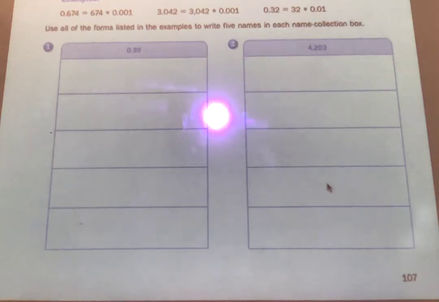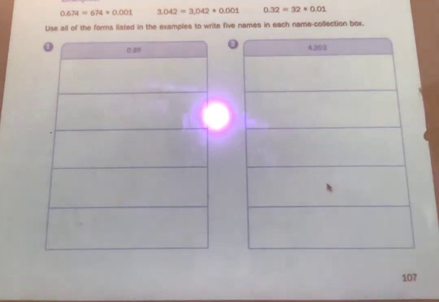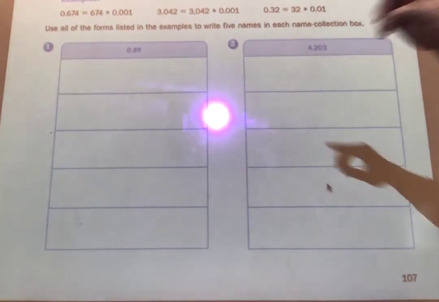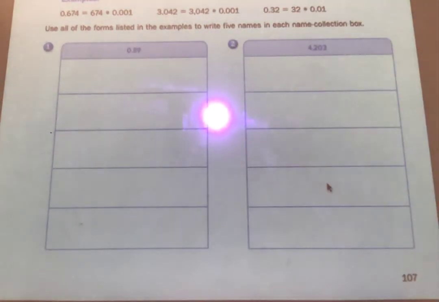Okay, in part 2 of our 3-1 focus lesson here, we're going to continue talking about different ways we can represent decimals and show decimals and different ways to write them. And we're going to do something called a name collection box. And here's an example of a name collection box. We're going to try and fill it and call this decimal 89 hundredths as many different things as we can to deepen our understanding of the size of this number.